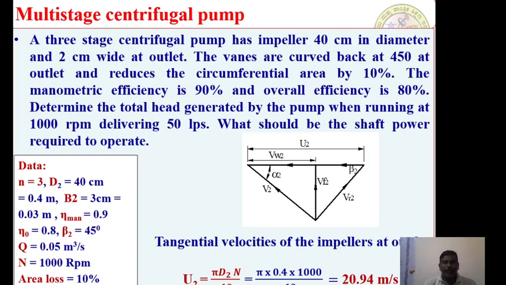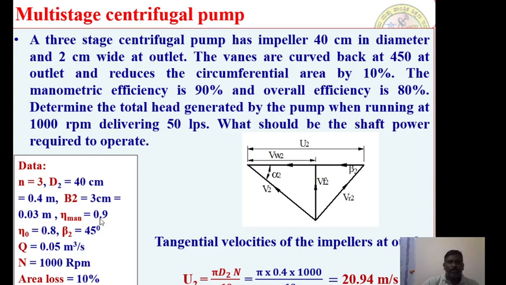A 3-stage centrifugal pump has impellers 40 cm in diameter and 2 cm wide at outlet. The vanes are curved back at 45 degrees at outlet and reduce the circumferential area by 10%. The manometric efficiency is 90% and the overall efficiency is 80%. Determine the total head generated by the pump when running at 1000 rpm, delivering 50 liters per second. What should be the shaft power required to operate? This is very, very important.